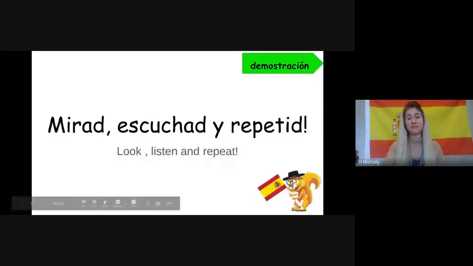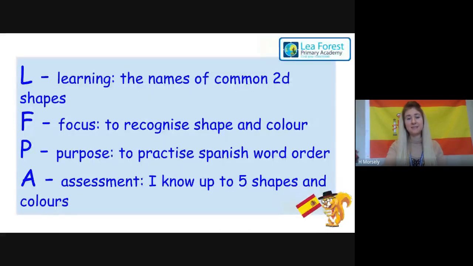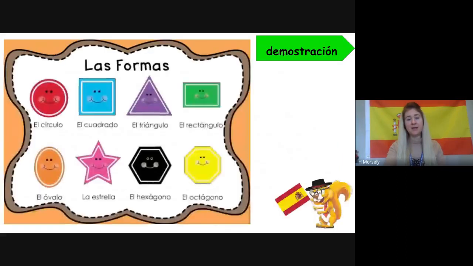So we've done the mirad, escuchad and repetir part of our lesson. So let's move on. So the learning then, we know what we're going to be able to do by the end of the lesson. And here you can see the different shapes, the ones that I've just been showing you. So we've got el círculo, el cuadrado, el triángulo, el rectángulo, and la estrella. There are 3 more on there, but I'm not going to talk about those now. We'll leave that for another time, okay?